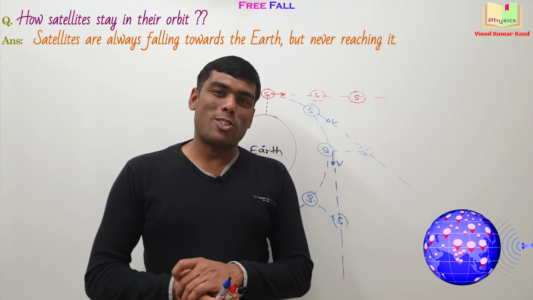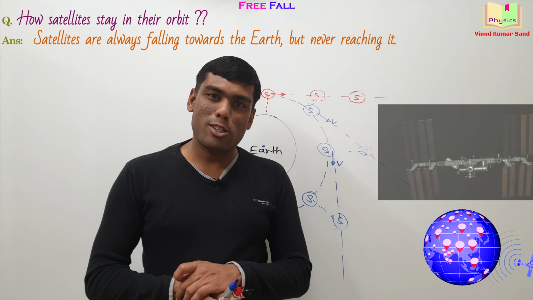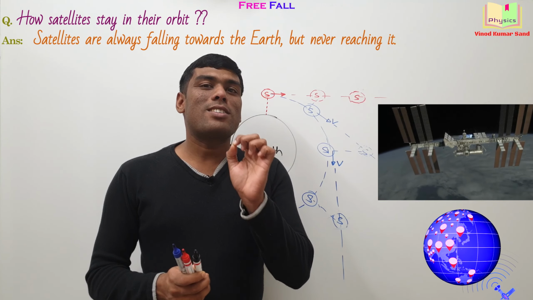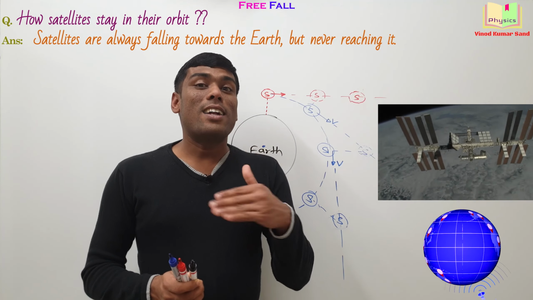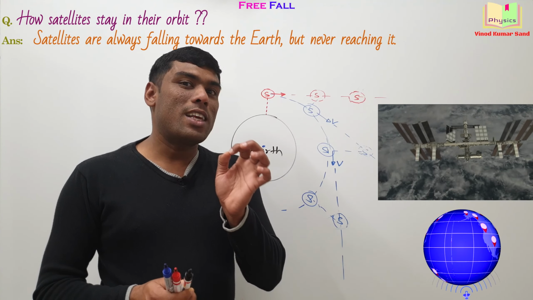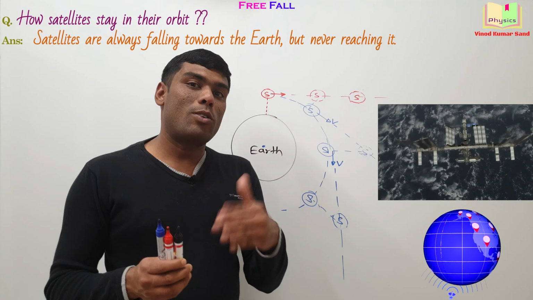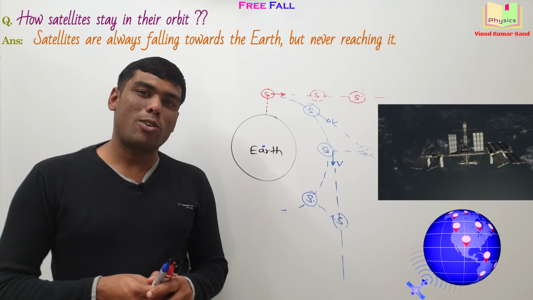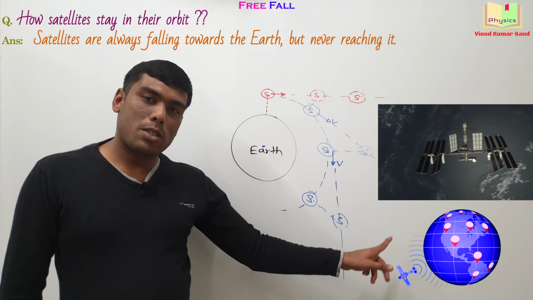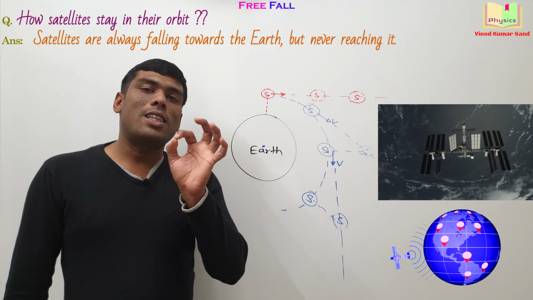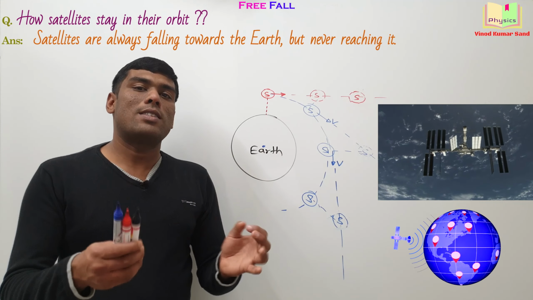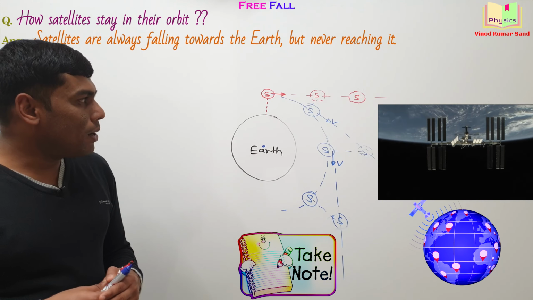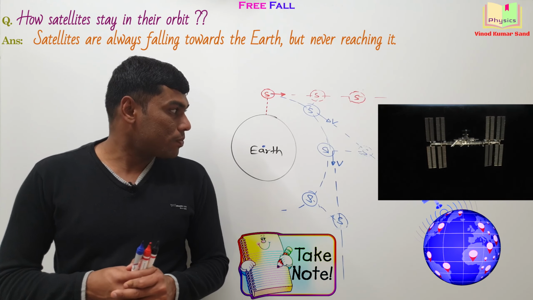There is one space station orbiting around the Earth, International Space Station. That space station is continuously in the state of free fall, and the freely falling objects feel weightlessness. Their apparent weight becomes zero. That will be taught in detail in the chapter Newton's laws of motion. Right now you can grasp this information that all these satellites are always in the state of free fall. Okay, you may note down this example and then we'll go further.